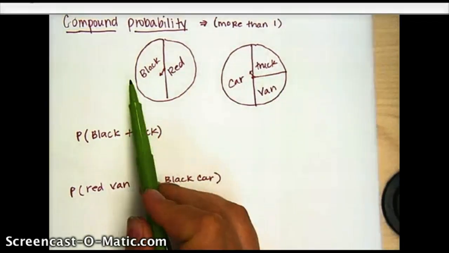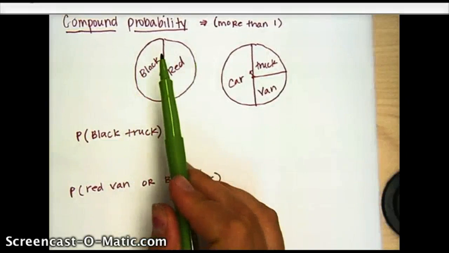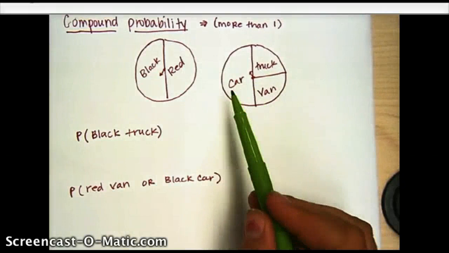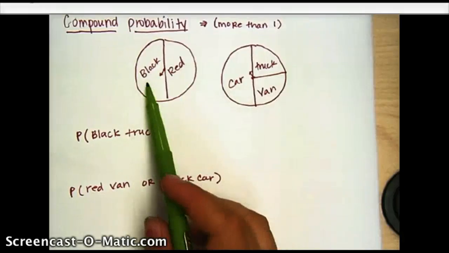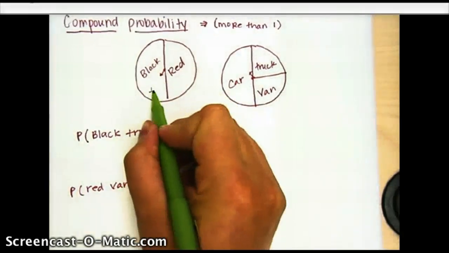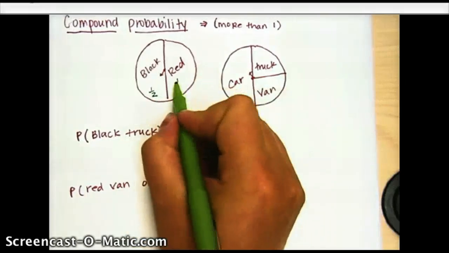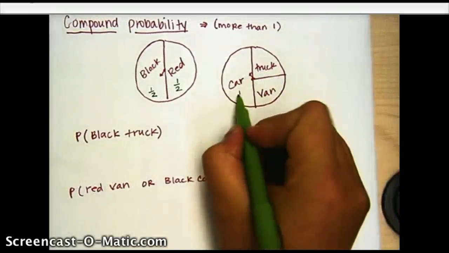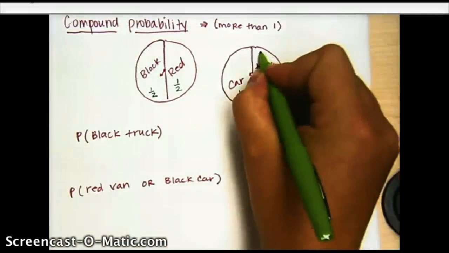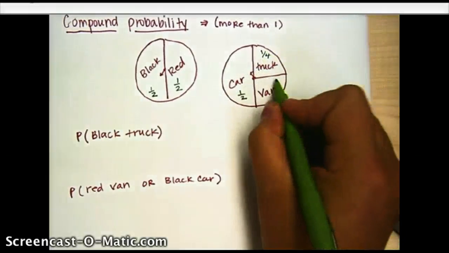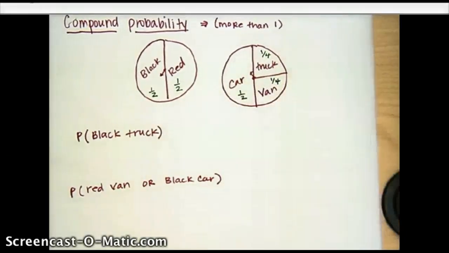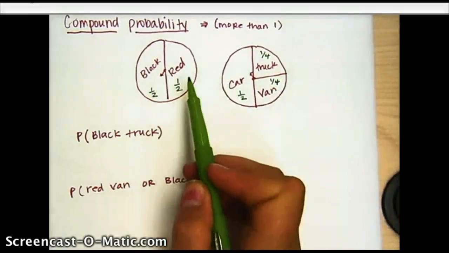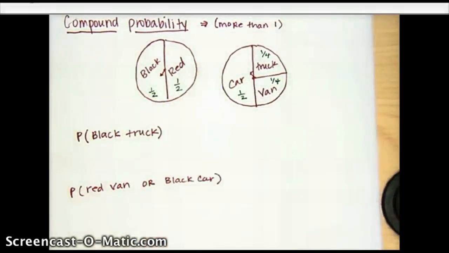The first spinner will tell me whether I get a black or red vehicle, and the second spinner will tell me whether it's going to be a truck, a van, or a car. And if you look at this, it looks like I have about a 1/2 chance of getting a black vehicle and a 1/2 chance of getting a red vehicle. If we look at the other spinner, I have a 1/2 chance of landing on a car, a 1/4 chance of landing on a truck, and a 1/4 chance of landing on a van. 1/4, 1/4, and 1/2 gives me my whole circle, just like 1/2 and 1/2 gives me my whole circle because they equal 1.